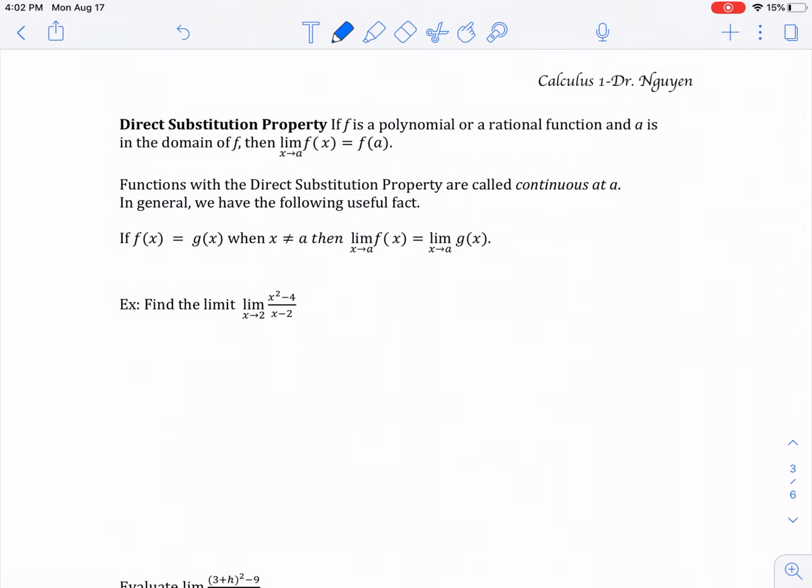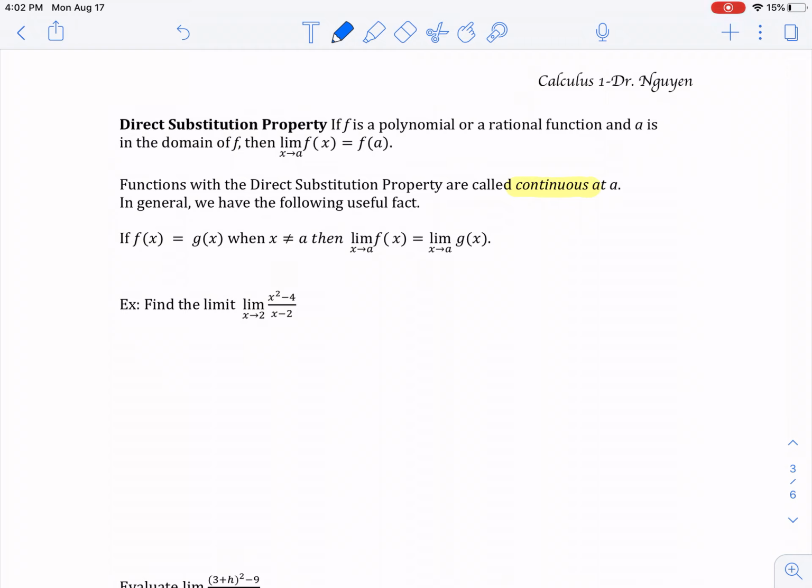Eventually, we're going to learn about the continuous function, but right now, let's just talk about the direct substitution properties. Okay, so direct substitution properties, you can apply the properties for polynomial and rational function, and it's really nice. So pretty much you just directly substitute the values in.